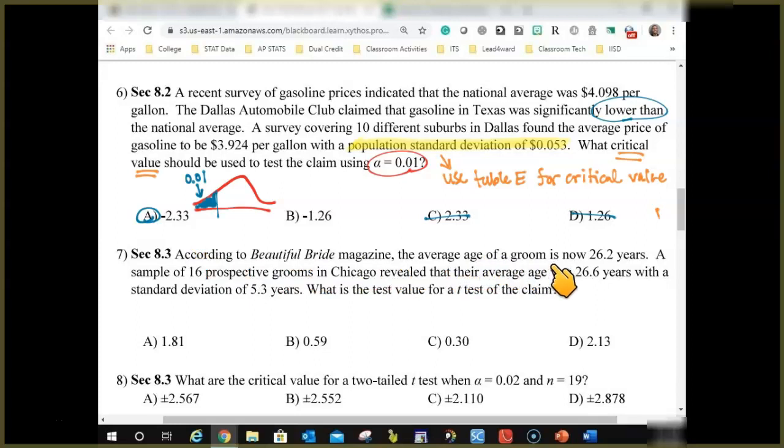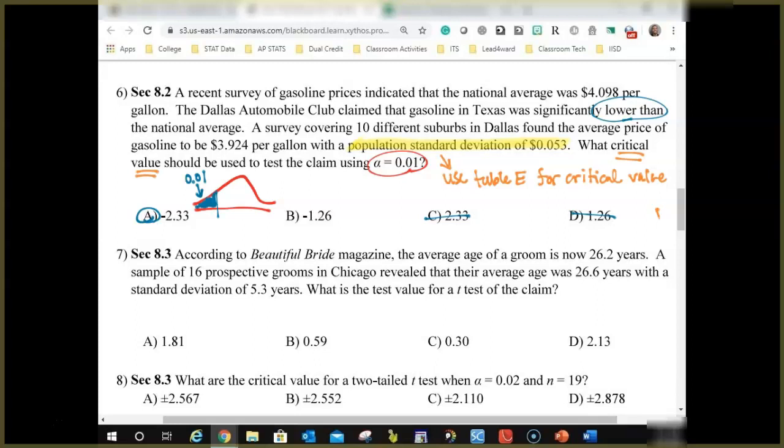is now 26.2 years. A sample of 16 prospective grooms in Chicago revealed that the average age was 26.6 years with a standard deviation of 5.3 years. What is the test value for the claim? So now we look at a test value. Before we looked at a critical value, now we look at a test value. So we'll determine the test value, and the problem is telling us a t-test.